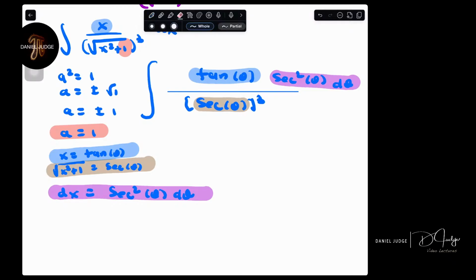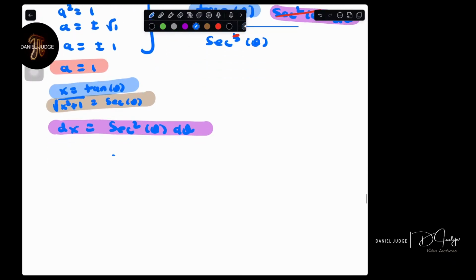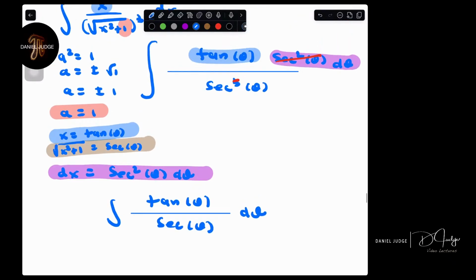So I just want to remark that secant theta cubed is secant cubed theta. So using some algebra now, this term goes away. We got a secant theta in the denominator. So you have the integral now of tangent theta over secant theta d theta.